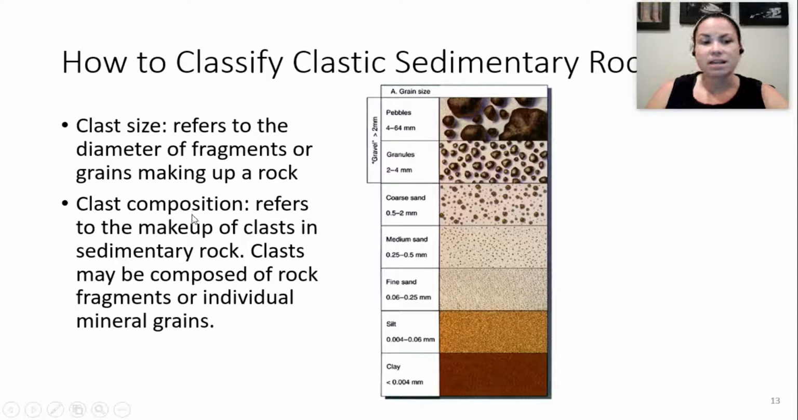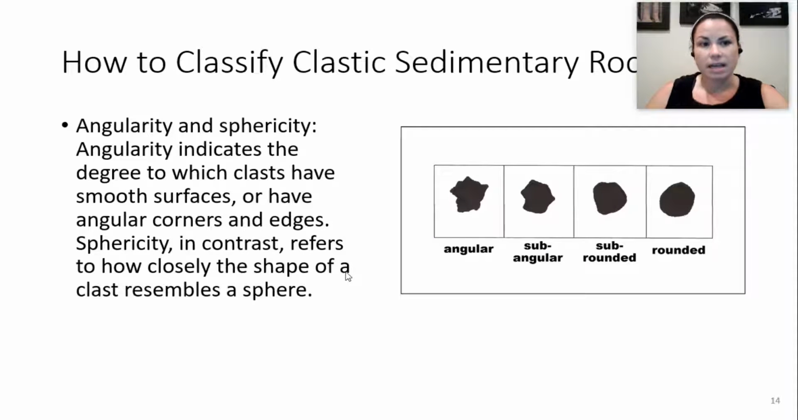Okay, next is clast composition, and this refers to the makeup of clasts within the sedimentary rock. So clasts can be composed of rock fragments or individual mineral grains. Okay, next is the angularity or sphericity. So angularity indicates the degree to which clasts have smooth surfaces or angular corners or edges. And the sphericity refers to how much it resembles an actual sphere. So we use words like angular to rounded, and in between we have subangular and subrounded.